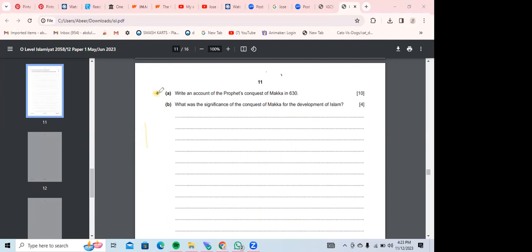Moving forward, question number 4: write an account of the Prophet's conquest of Makkah in 630 AD.